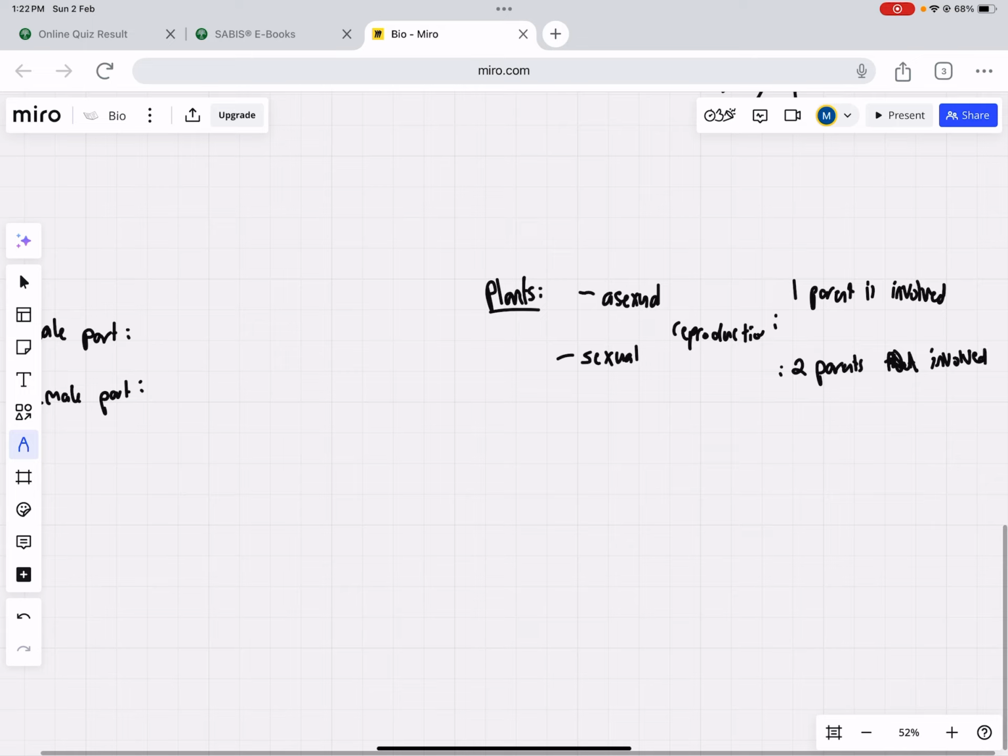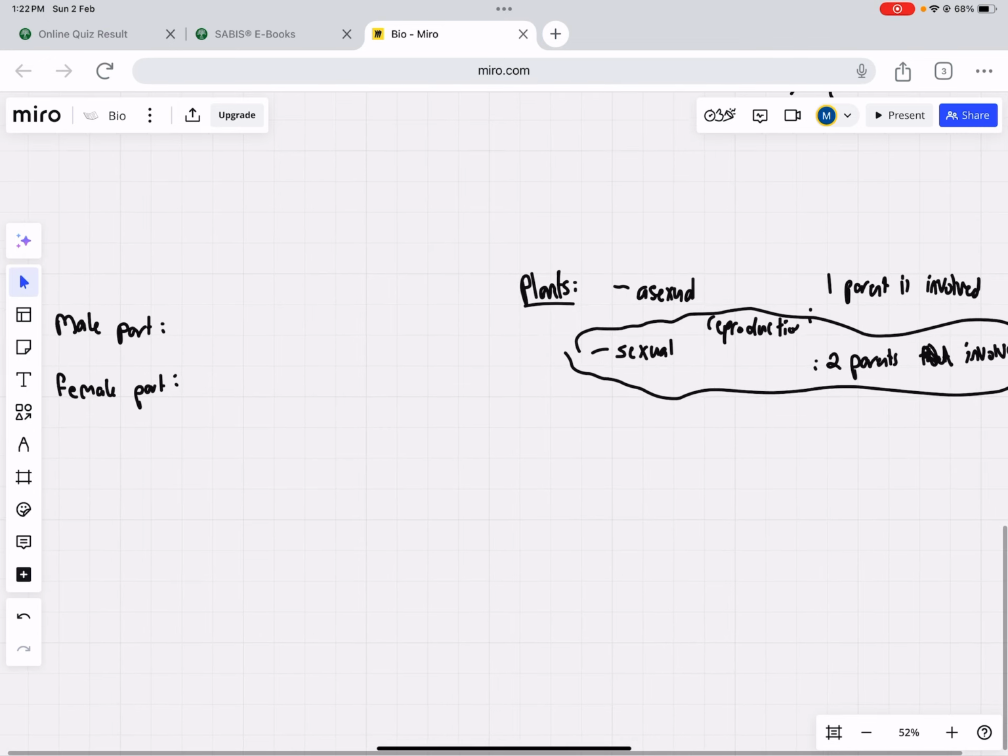Now, the male and the female part can be found on the same flower. If male and female are found on the same flower, we call it a bisexual flower. But sometimes they are found on the same plant, but in different locations. And they could be found on two completely different plants. Now, we're going to focus on sexual reproduction where two parents are going to be involved.